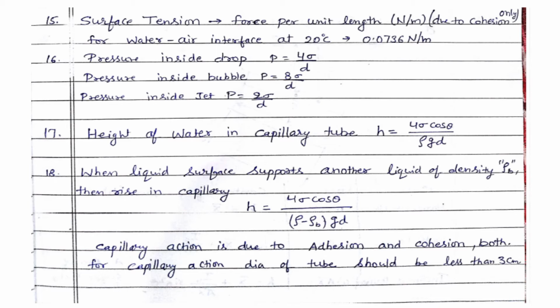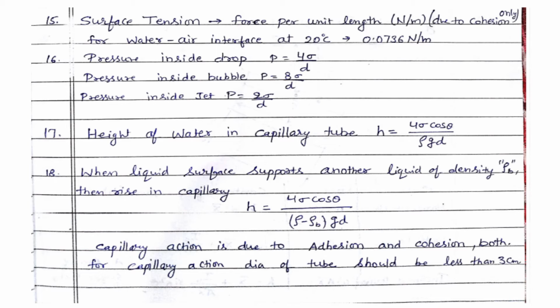The pressure inside the drop formation is the basic reason of surface tension. Example of surface tension: the drop formation. For drop formation, we can easily derive this formula: P is equal to 4 sigma by D. Similarly, for a bubble, it has two surfaces, so the formula will become 8 sigma by D. Similarly, for a jet, you can also derive it for the cylindrical shape: P is equal to 2 sigma by D.